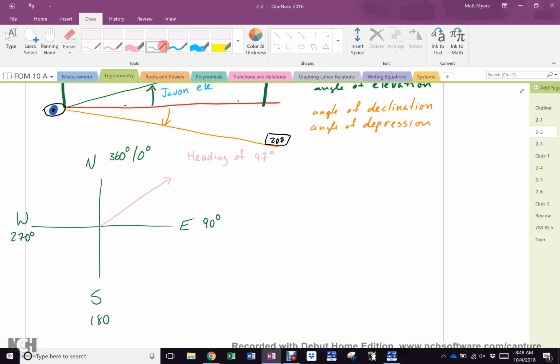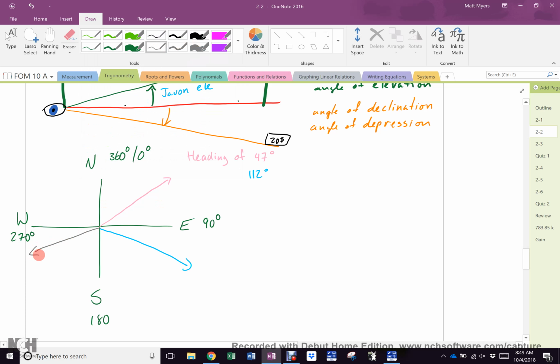What if I told you I was walking at a heading of 112 degrees? Where would that be? Southeast. Down this way, yes? Would it be halfway? No, a little less than halfway, yes? Is everybody cool with that? Yep. Does everybody understand? Okay, now, you take a guess at what my heading is if I were walking this way.